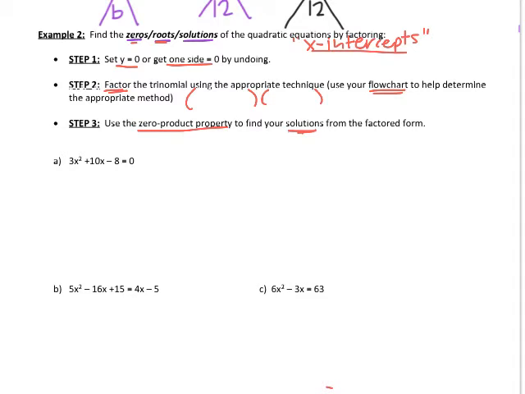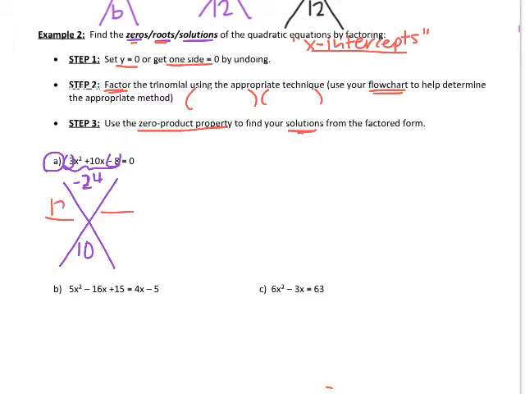Our first example, A here, is already set to 0. Everything's good to go. We don't have to manipulate anything to get it to one side because everything's already on one side. So I can just go ahead and factor this, and to factor it, I'm going to get my x tool out, and a times c is negative 24, and my b term is just 10. Now I have to come up with two numbers that multiply to negative 24 but add to positive 10.